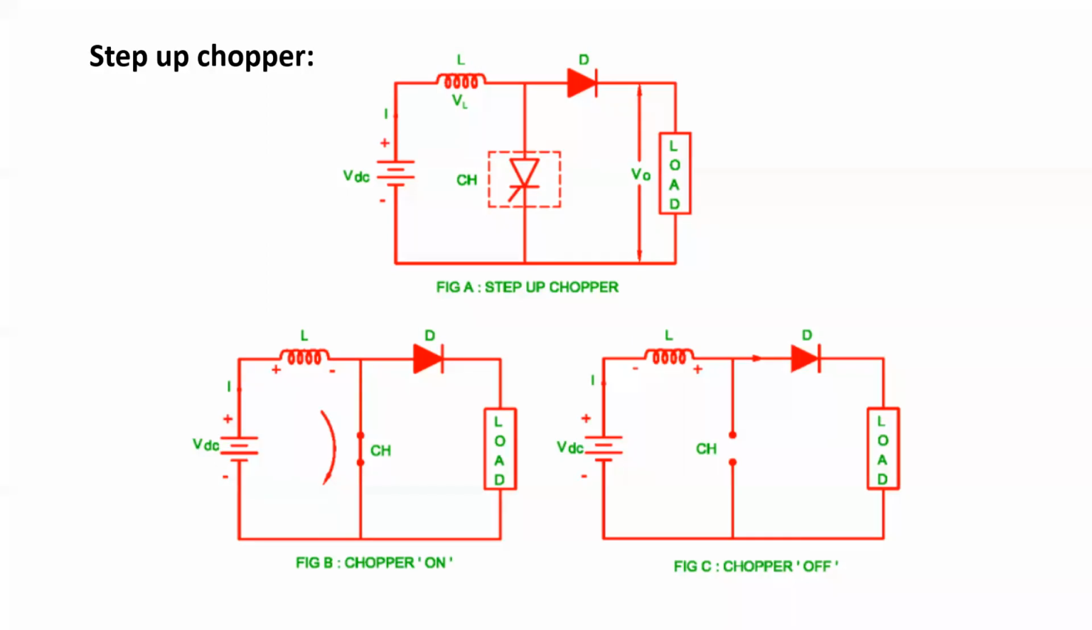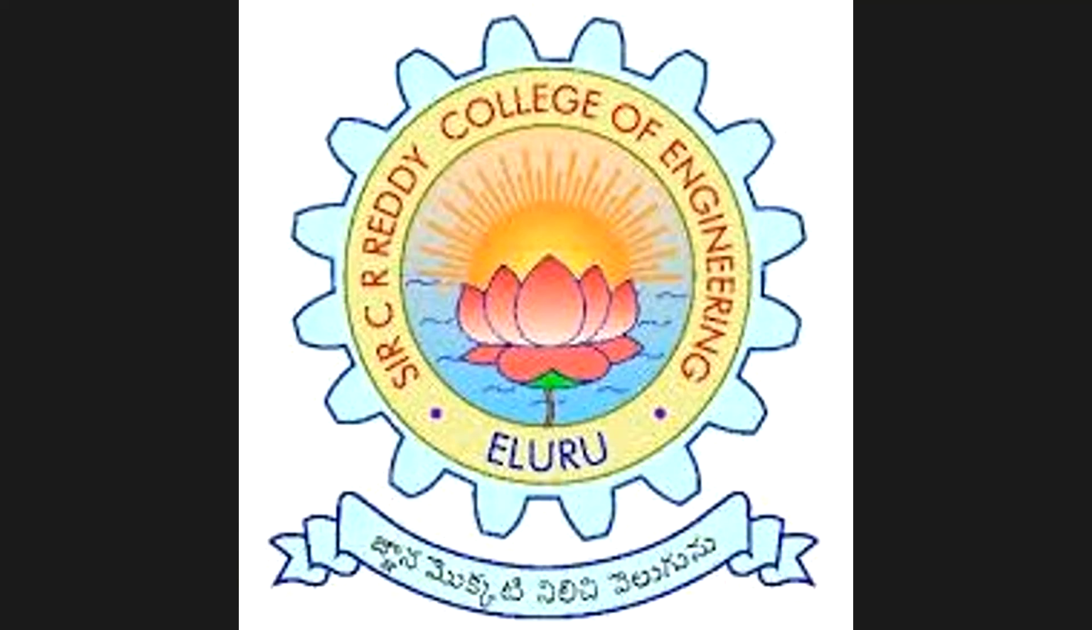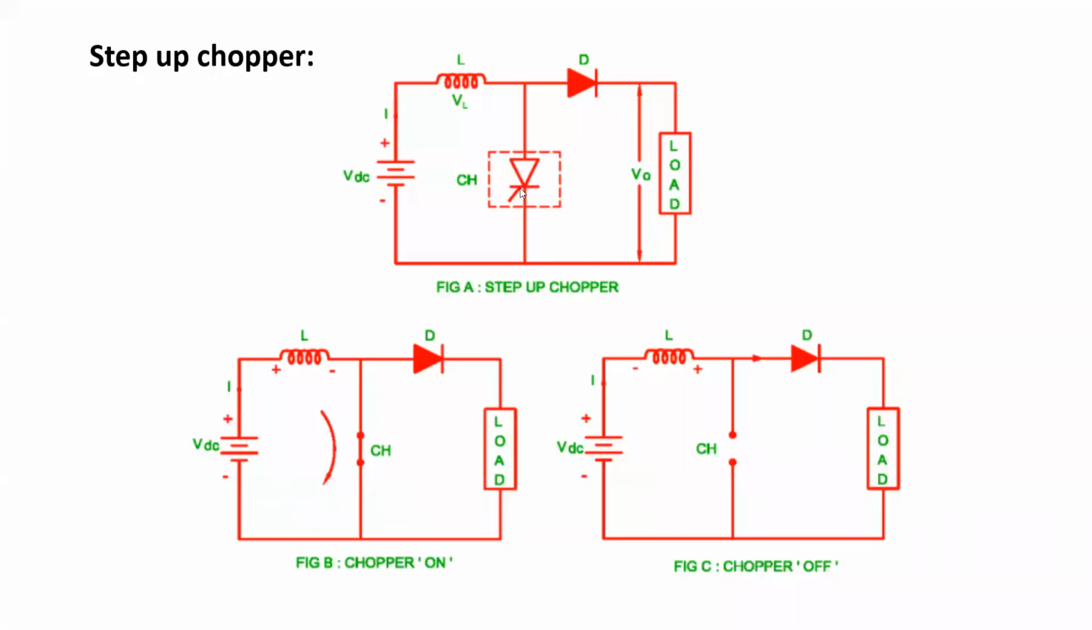That means, yeah, we are moving on. For any chopper, you have to explain the circuit operation when the chopper is on and when the chopper is off. It is the basic diagram of a step up chopper.